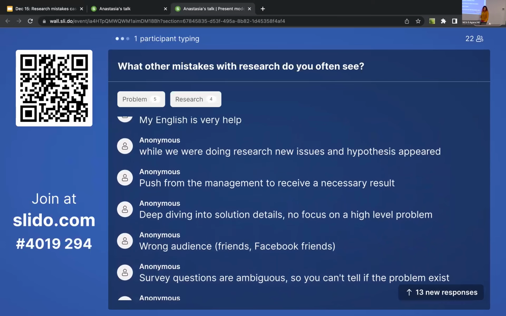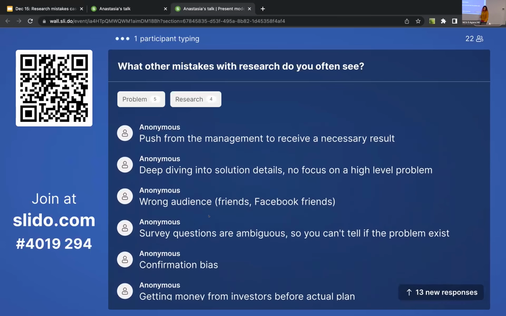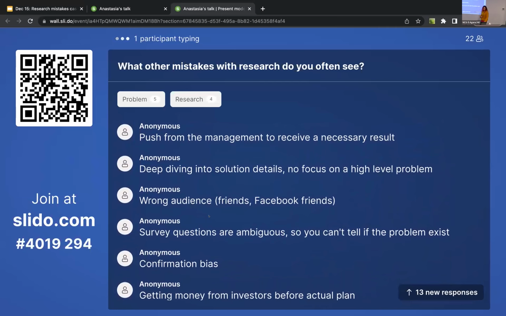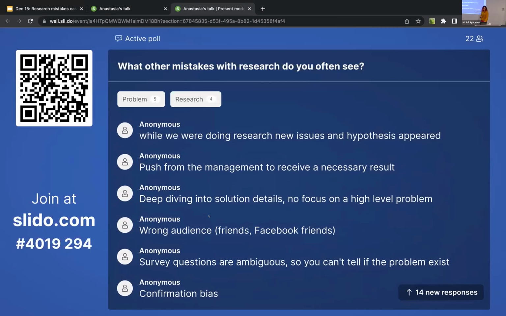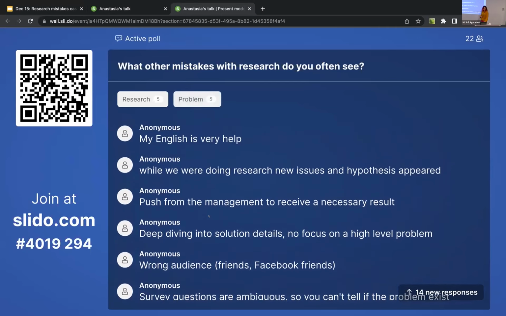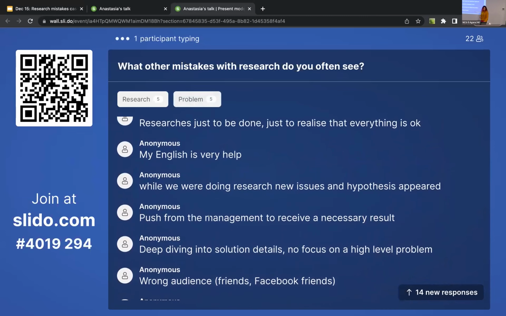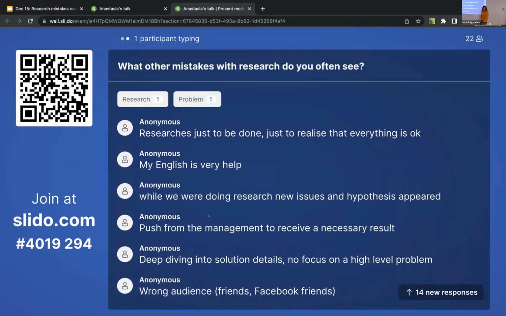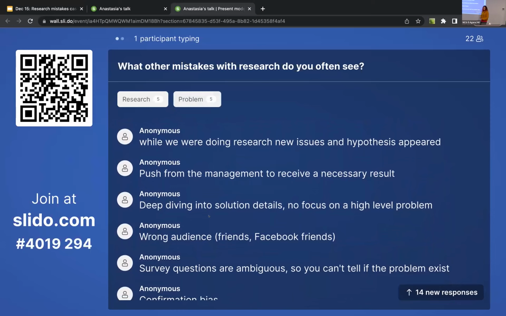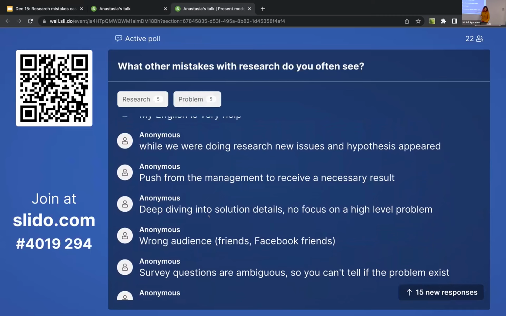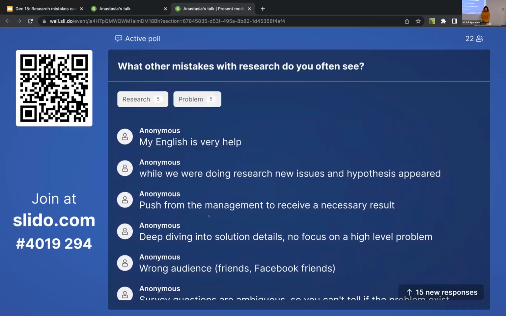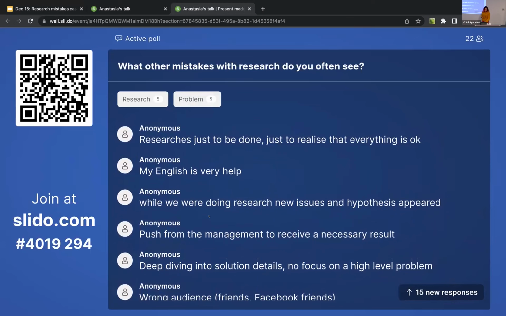Push from the management to receive a necessary result. Oh, wow. I've never met it in real life, but I can imagine this would be a huge pain. While we were doing research, new issues and hypotheses appeared. I wonder if this is a research mistake or more of a good outcome of the research. Just need to be agile. My English is very help.